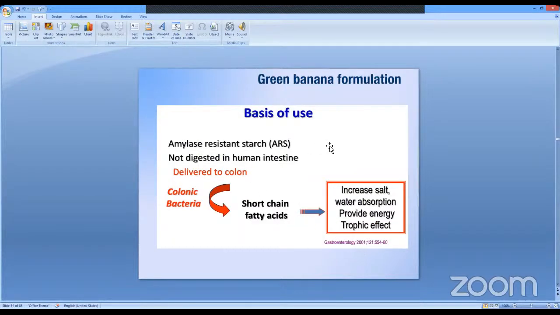So now this is a new concept, green banana formulation. And we know amylase resistant starch is present in green banana. It is not digested in the human intestine.